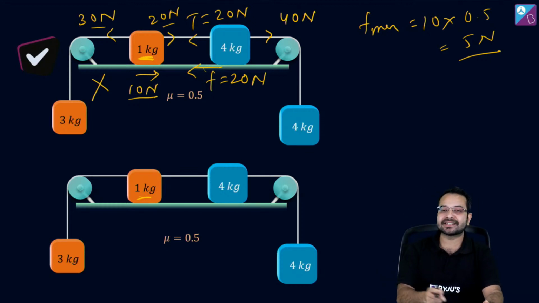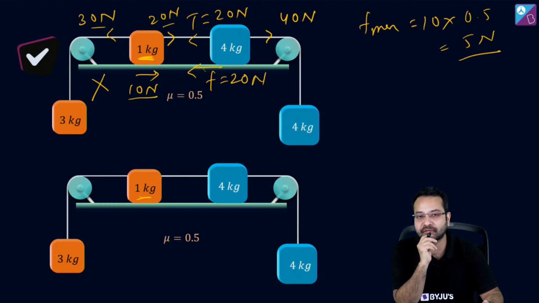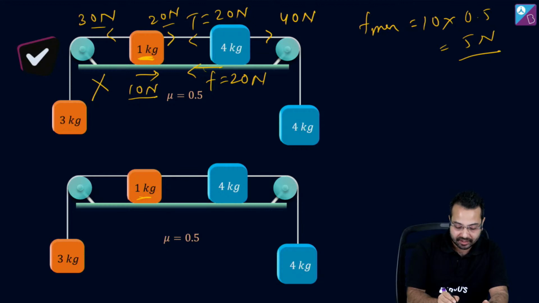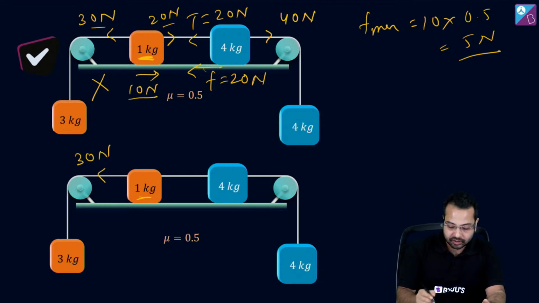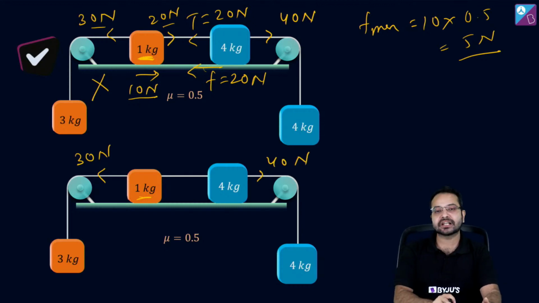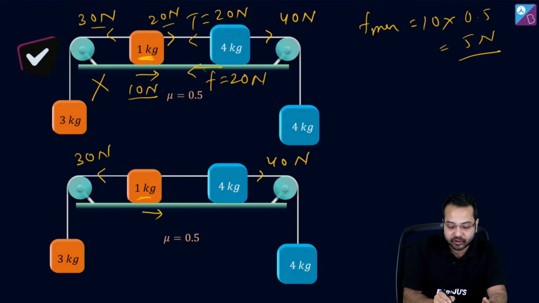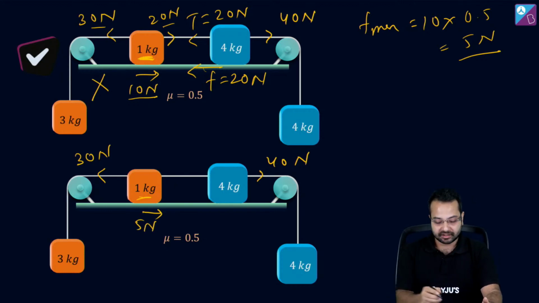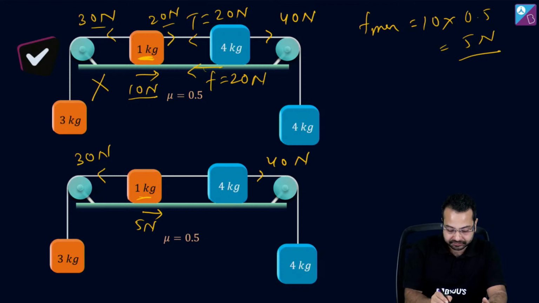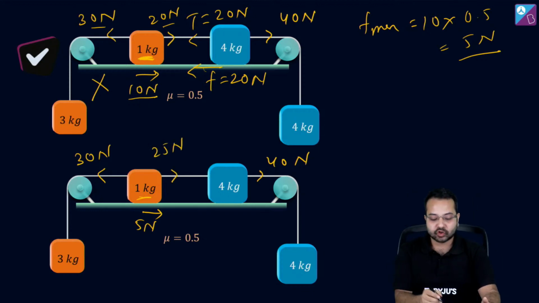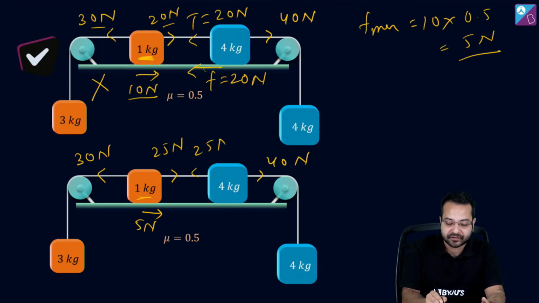Whereas if we adjust the friction on the 1 kg block first, what happens? Let's say this is 30 Newton. Okay. And this 40 Newton again is non-negotiable. So if we are adjusting friction on the 1 kg block first, then it is going to be 5 Newton in this direction. Then we are going to have 25 Newton in this direction. So this tension is going to be 25 Newton.